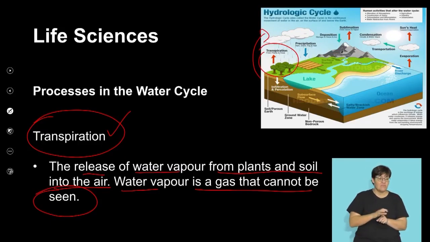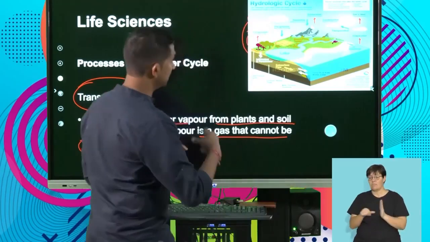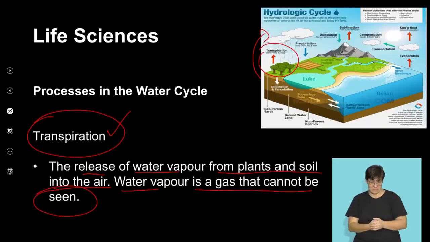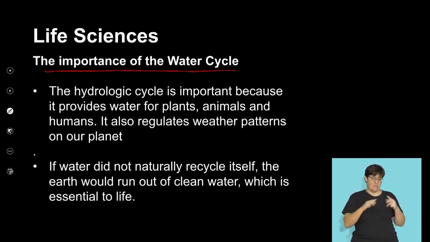Again, this can influence the environment negatively and positively if we remove the plants. We see that transpiration is an important biological process that maintains the water cycle. So the importance of the water cycle is crucial to sustaining all forms of life on Earth.